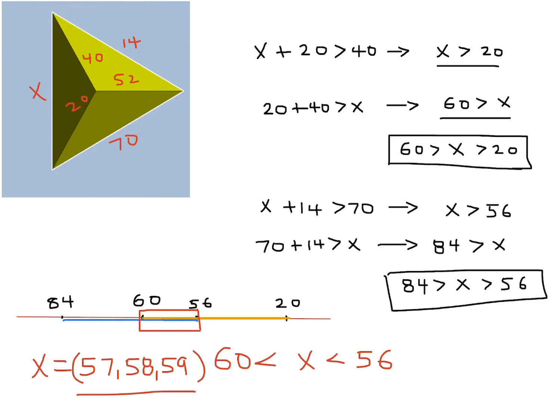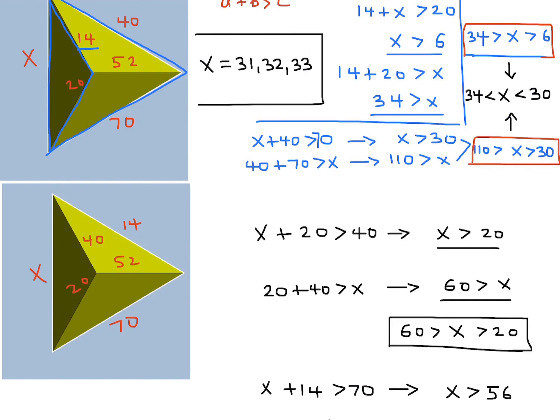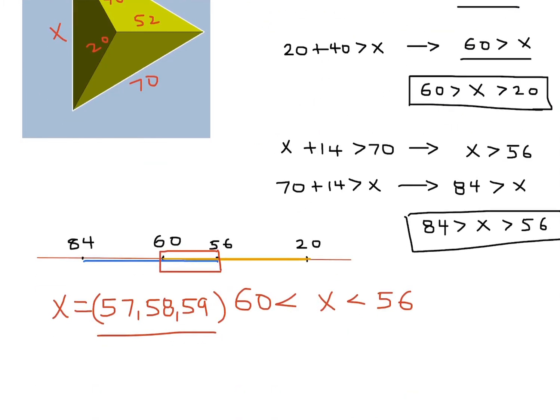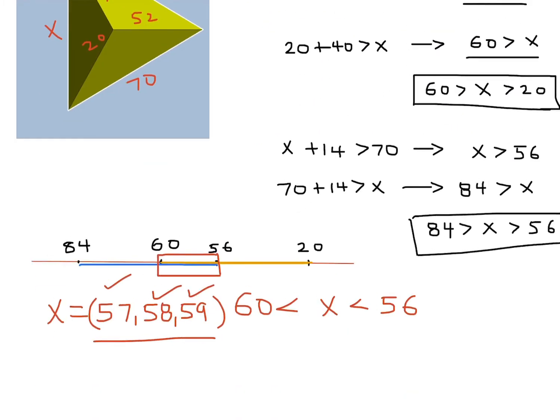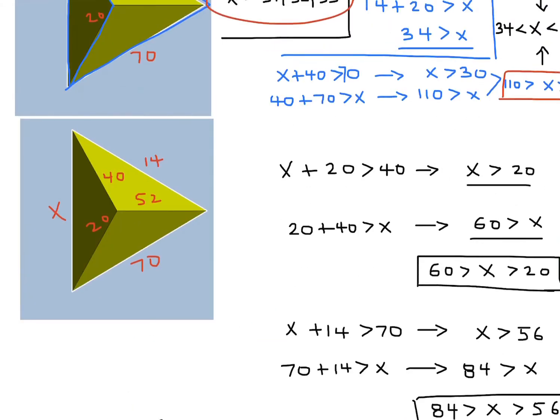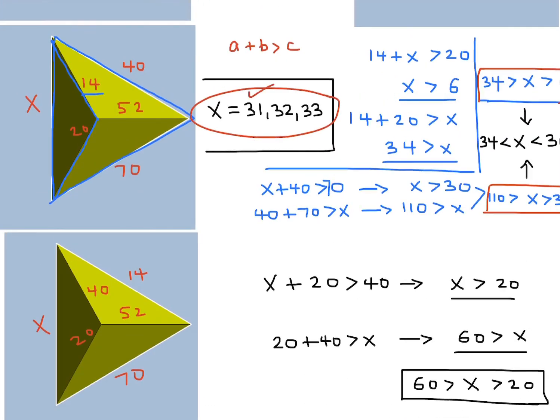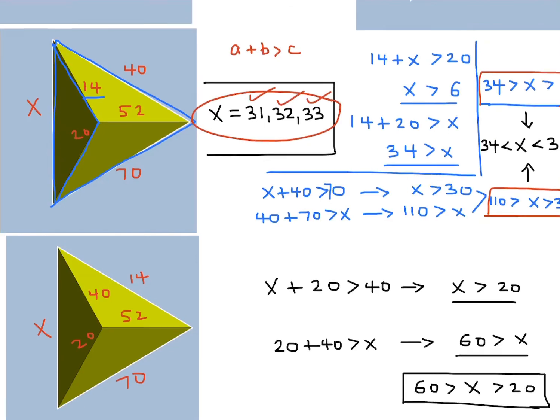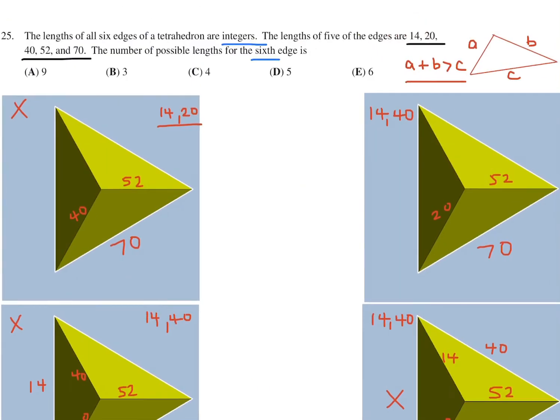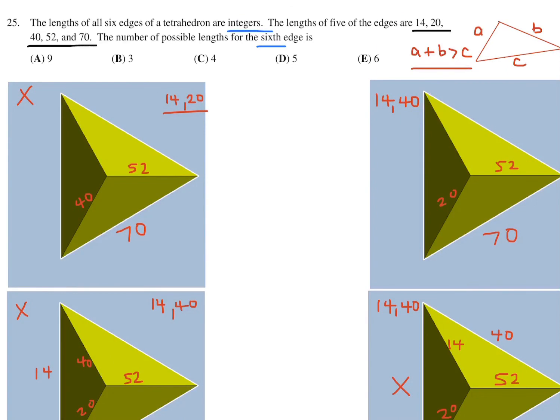So there you go. We've got more solutions. 57, 58, 59, and we had up here 31, 32, 33. So how many possible x's did we find? Well, down here we found 1, 2, 3. And up there we found another 3. So 4, 5, 6. 6 possible solutions for x that make the tetrahedron have 6 edges that are all integers. So number 25, the answer is 6, which would be choice E.